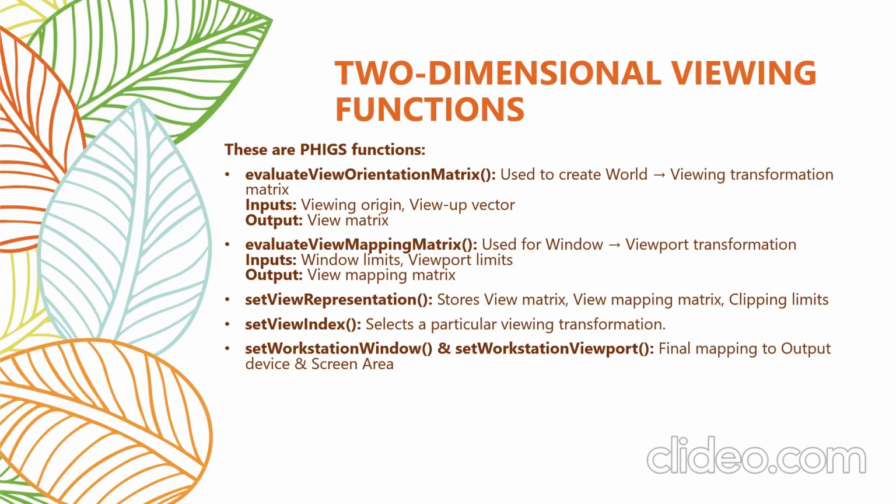The third function is set view representation. It stores the view orientation matrix, mapping matrix, and clipping limits for later use. And the fourth function is set view index. It selects a particular viewing transformation whenever multiple viewing configurations are available. And finally, set workstation window and set workstation viewport perform the final mapping between the graphic system and the actual display device. And these functions together complete the entire viewing process from world coordinates to the final image displayed on the screen.